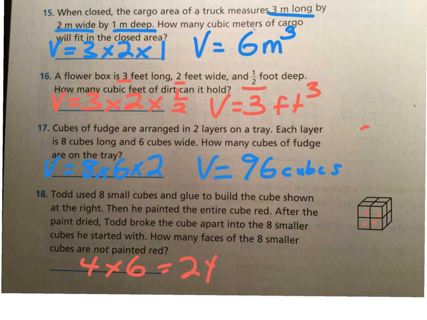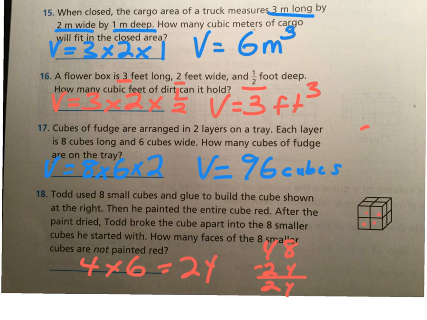So now we take that and we have to find out how many are not. Well, how do we do that? How many total cubes are there? There are 8 total cubes. 8 times 6 is 48. Okay? 48 minus 24 would be 24 are not painted. So there's 24 painted red and 24 not painted red.